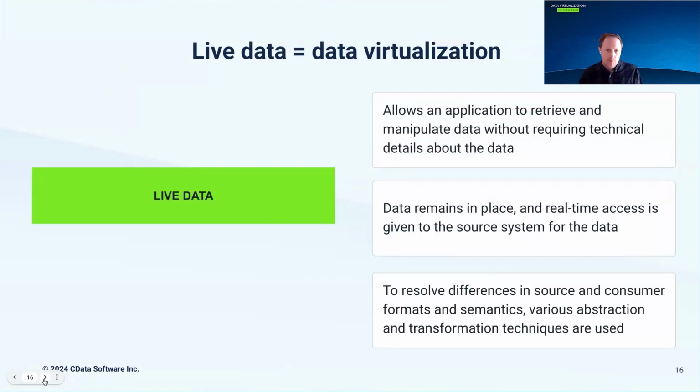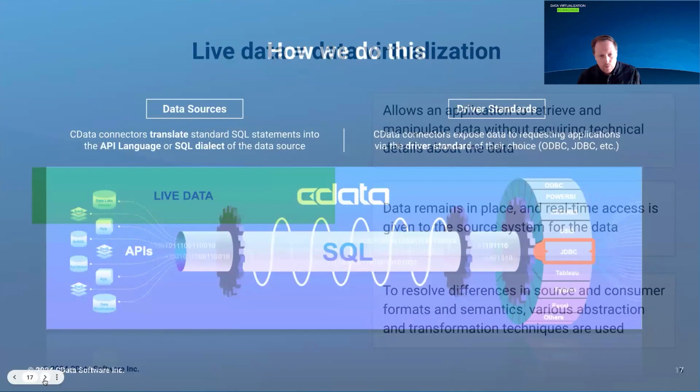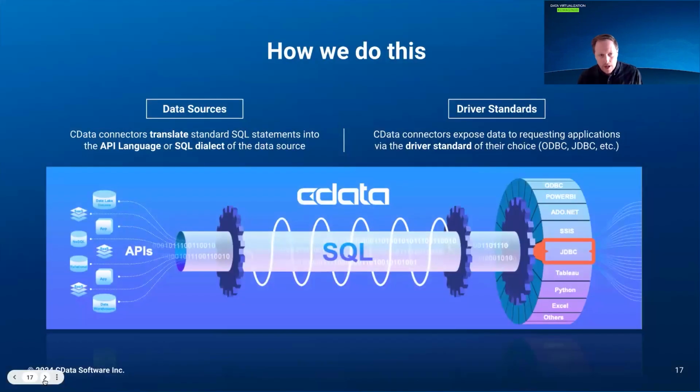And so when we think about live data as an access pattern, it's essentially data virtualization. It has the same components as the definition I provided earlier. You can access data without understanding the technical details of the underpinning systems. Data remains in place. You're not actually moving the data. And there's a lot of abstraction that goes into this live data access to make it highly performant and high quality. And so I wanted to pass to Amit to talk through this, which is really the secret sauce of CData.